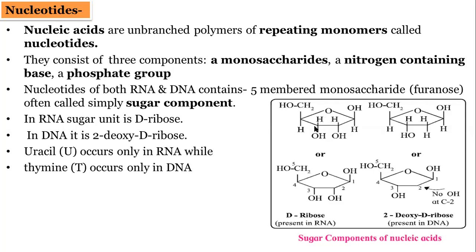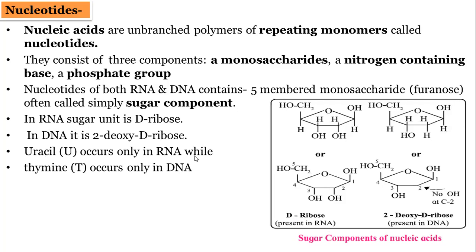In this diagram it is shown. See, this is a 5-membered monosaccharide, furanose. See here. In RNA, the sugar unit is D-ribose. In DNA, it is 2-deoxy D-ribose. D-ribose is present in RNA, and 2-deoxy D-ribose is present in DNA. See, it is also written here.